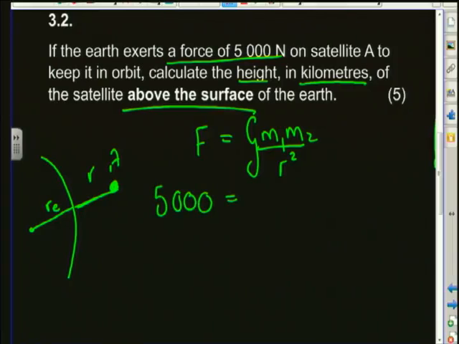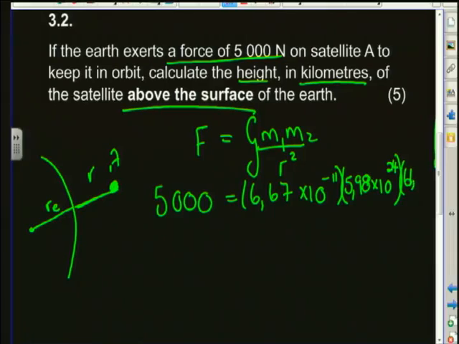G is on your information sheet because it is a gravitational acceleration constant. It's the universal gravitational constant, and it is 6,67 times 10 to the minus 11. The mass of the Earth, and I'm going to run out of space on this one, so just go with me, I'm just going to write a little bit smaller, is 5,98 times 10 to the 24.